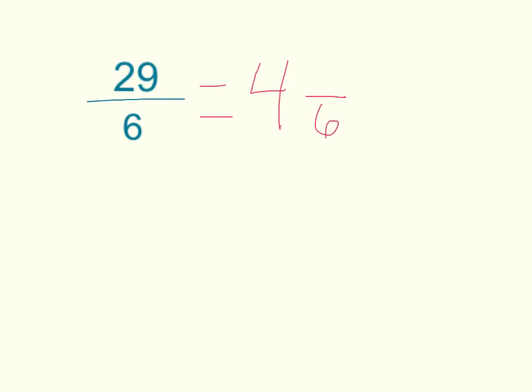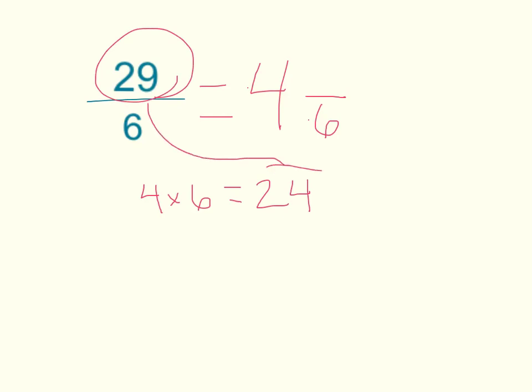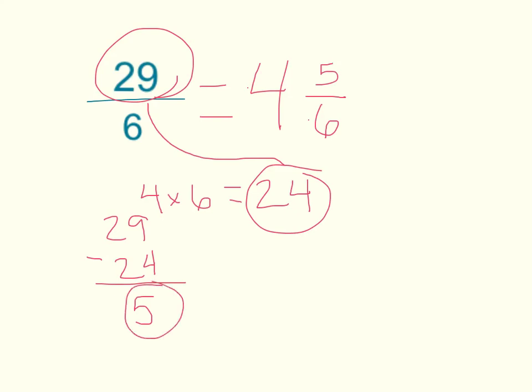Now remember, our next step is to multiply the whole number 4 by the denominator 6. So 4 times 6 equals 24. Remember, we're not putting the 24 up on the top. We need to take our original top number and subtract 24 from it. So 29 minus 24 equals 5. And that is the number we're going to put all the way up on the top. So 4 and 5/6 is your final answer.